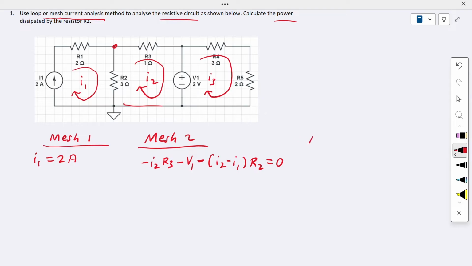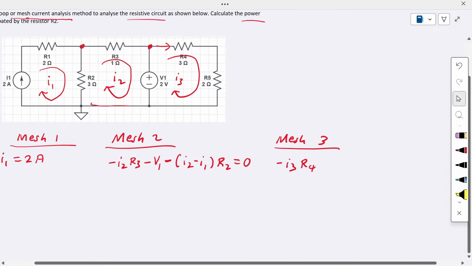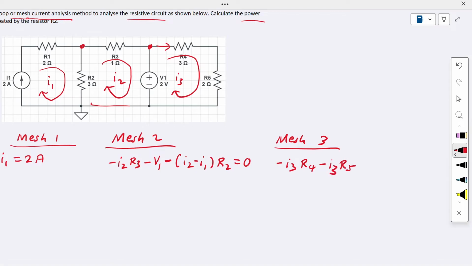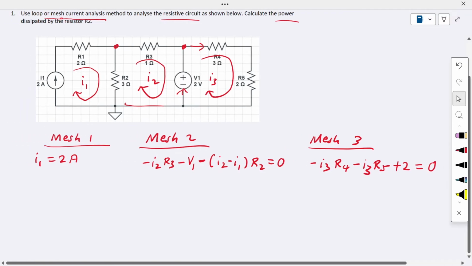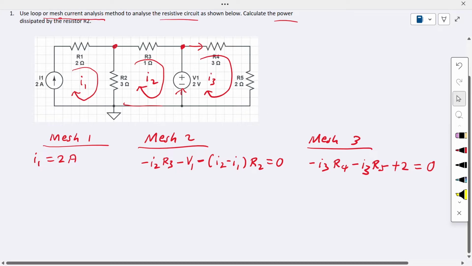Then we're going to write for mesh loop 3. So mesh loop 3, we start from here. We flow in these directions. So that means we have minus I3 times R4, and then we have minus I3 times R5. Okay, go to this voltage source. This is a built-in voltage source. We have this 2 volt, and the sum must be equal to 0. So this is the mesh loop 3 here.